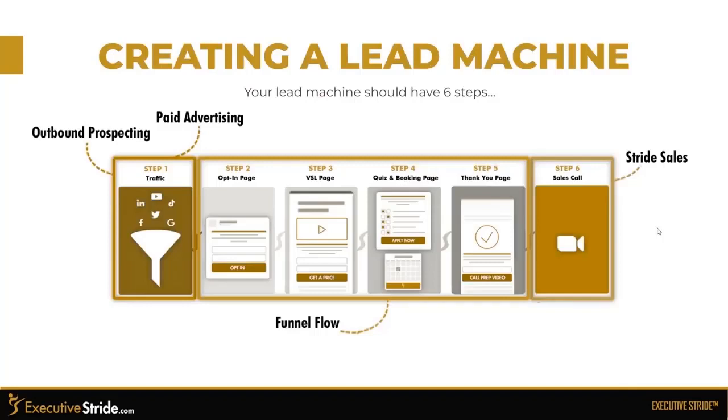Creating a lead machine. Your lead machine should have about 6 steps. The first step is the traffic. This is either through outbound or paid advertising. And then the funnel flow.